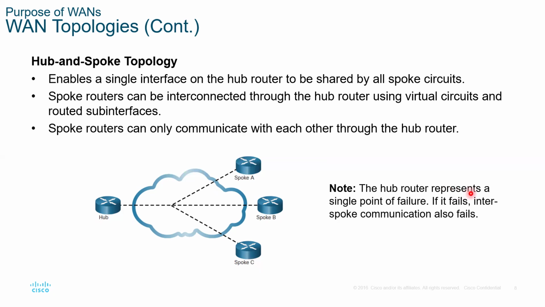The hub router represents a single point of failure, and if it fails, interspoke communication fails. So if this link fails, or if this, I can say ISP, if it fails, therefore there is no connectivity at A, B, C. But basically, that is the hub and spoke topology.